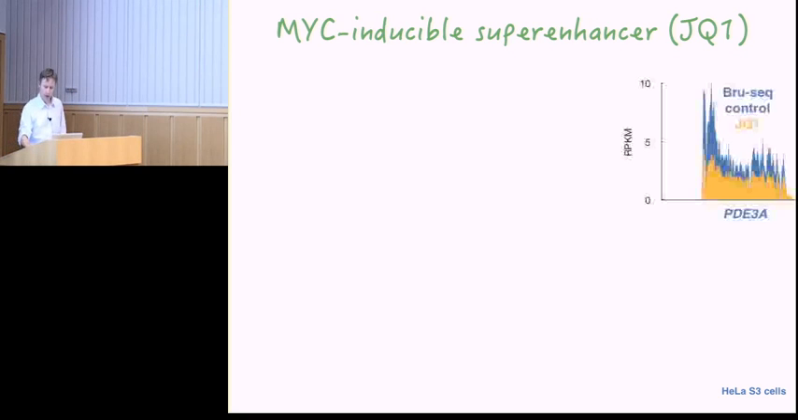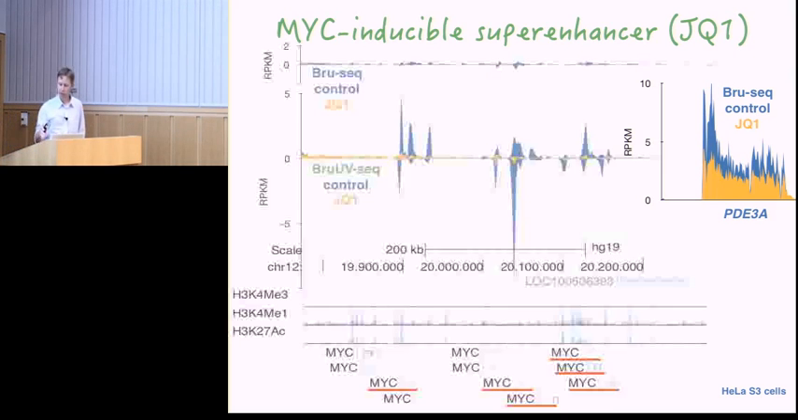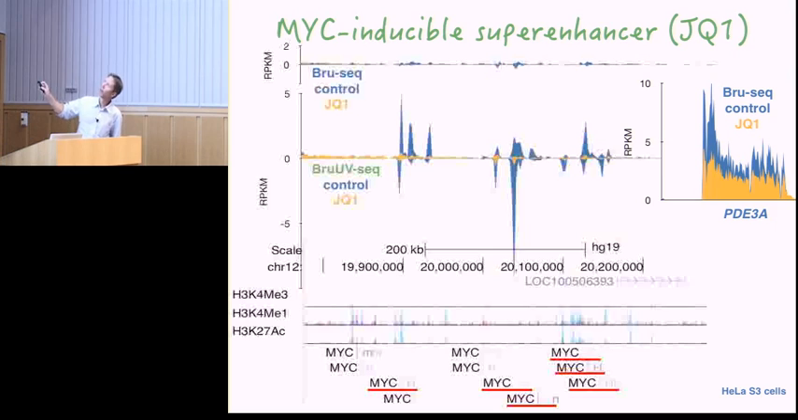So here's one gene that, when we looked after JQ1 treatment, was downregulated. And if you look upstream of this gene, there is a region that is highly suppressed by JQ1. And all of those peaks correspond to MYC binding sites.